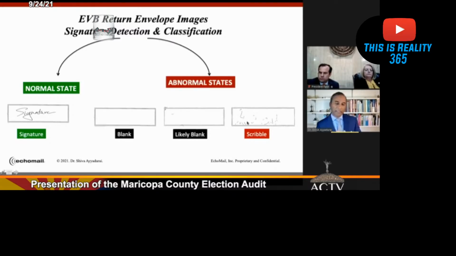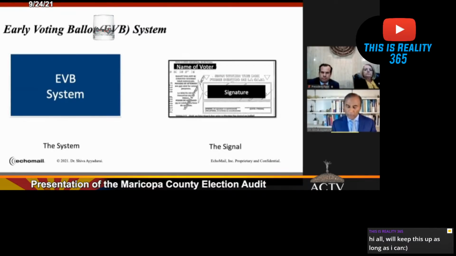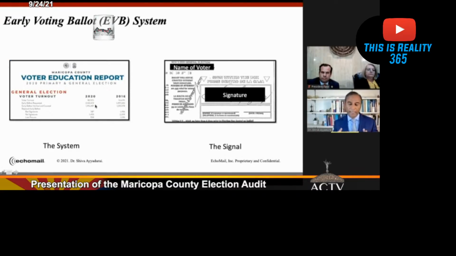A scribble is something trying to get into the direction of, hey, was this signature even valid, okay? And it's a very, very rudimentary step we took, not full signature verification. All right, so early voting ballot system, and you have these images. So before we head into the actual process we did, let's look at the reality of what took place.